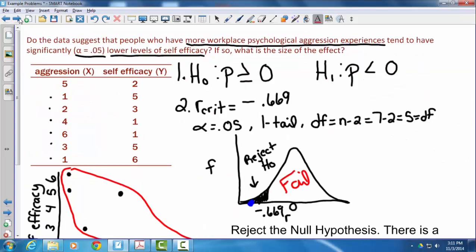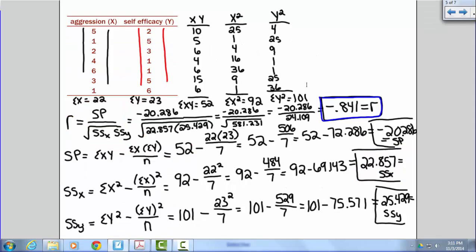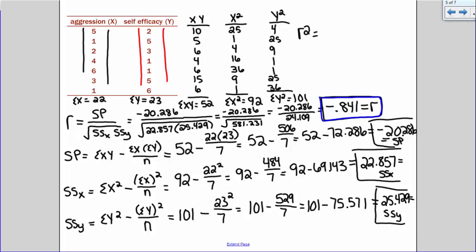All right, now let's figure out R squared for this example. What is the size of this effect? R squared equals negative 0.841 squared. Remember, a negative times a negative is never a negative. It's always a positive. So negative 0.841 times negative 0.841 is 0.707. And this is a very large effect. Based on this data, we could say 70.7% of all the differences in self-efficacy can be attributed to the relationship between aggression and self-efficacy.